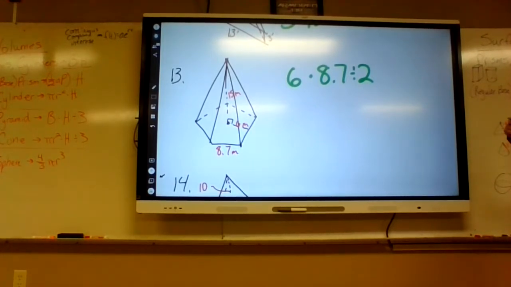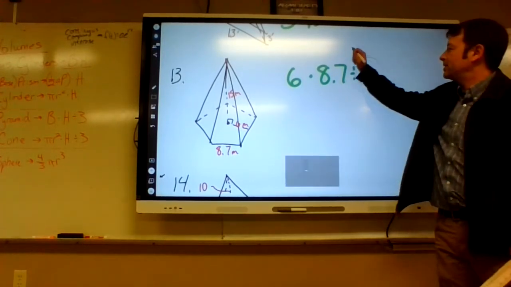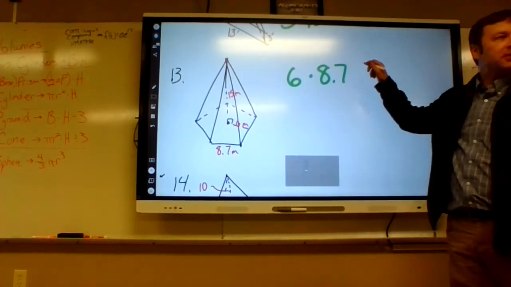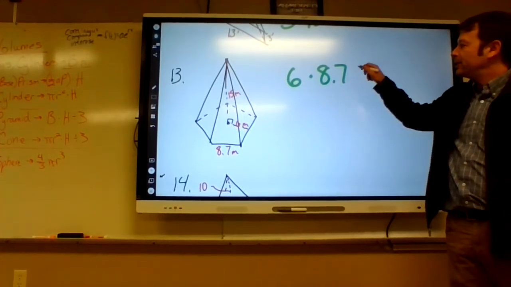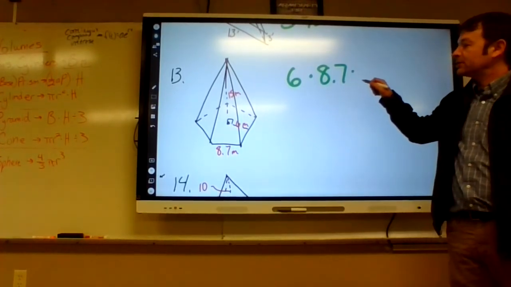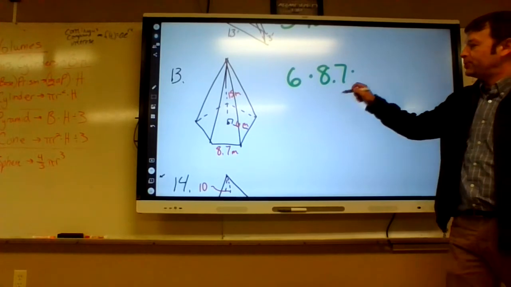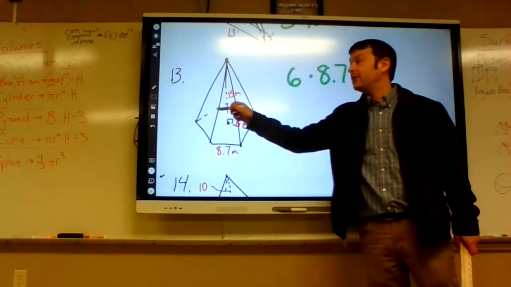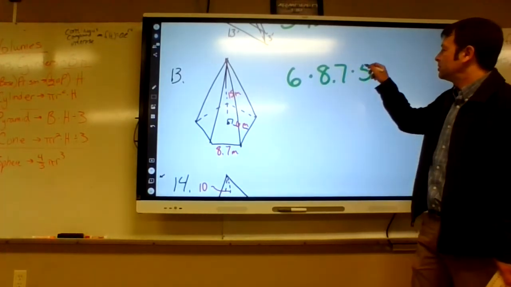That's just the base. Apothem times perimeter. Oh, I forgot perimeter. Sorry. Apothem. What's the perimeter? 8.7 times 5.